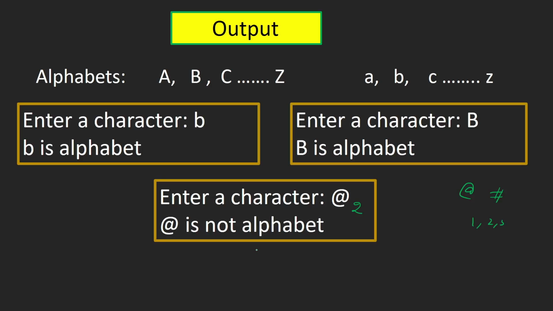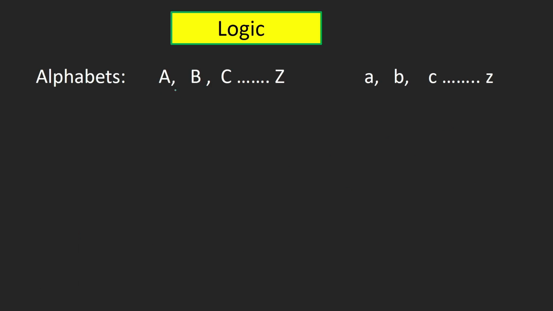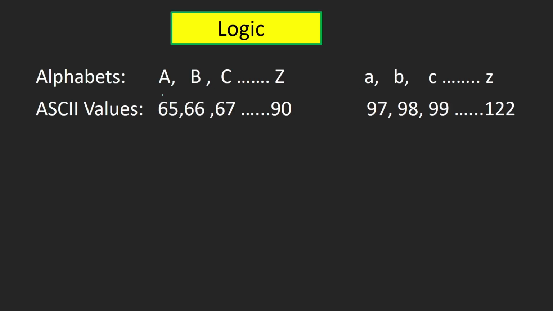So I hope you have understood the question and how our output will look like. Now let's see how we will solve this question. As we discussed, the alphabets are from capital A to capital Z and small a to small z. That means any character between this range or this range will be an alphabet. And you also know that in C language, each character has a unique integer value. That unique integer value is called ASCII value. So capital A has ASCII value 65, capital B has 66 and so on. In the same way, small a has ASCII value 97, small b has 98 and so on.